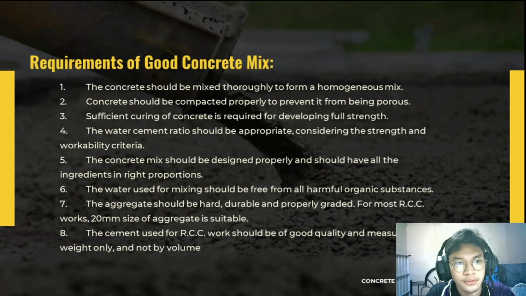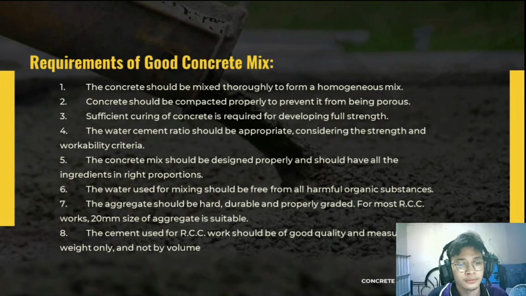Number 3. Sufficient curing of concrete is required for developing full strength. So, curing of concrete is defined as providing adequate moisture, temperature, and time to allow the concrete to reach our desired properties. So, ibig sabihin nito, kapag minimix natin yung concrete, dapat nag-observe din tayo kung na-reach na ba neto yung desired natin na moisture at temperature. Tapos, mag-aalay din tayo ng time para dun sa concrete na i-absorb niya yung water na dinadagdag natin.